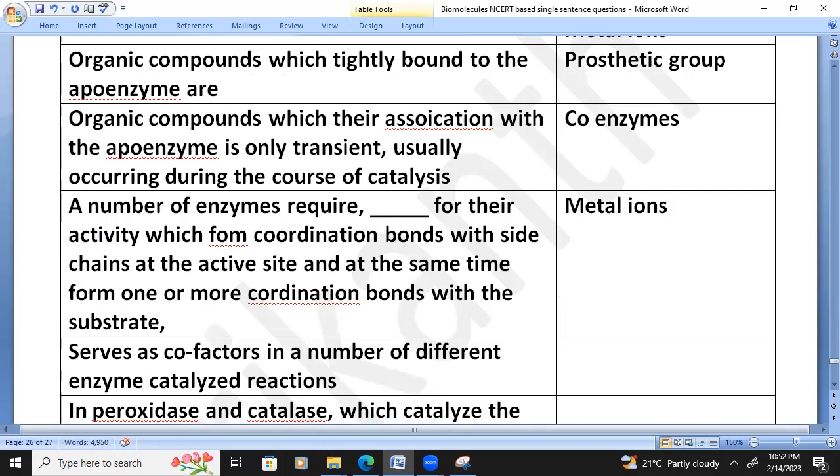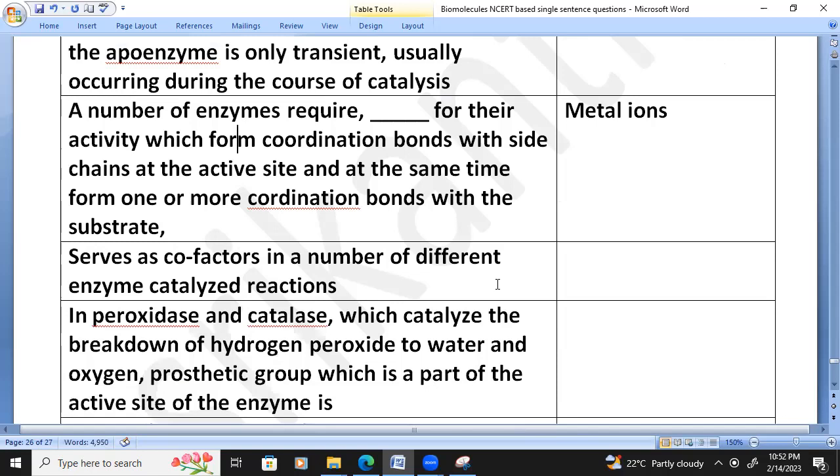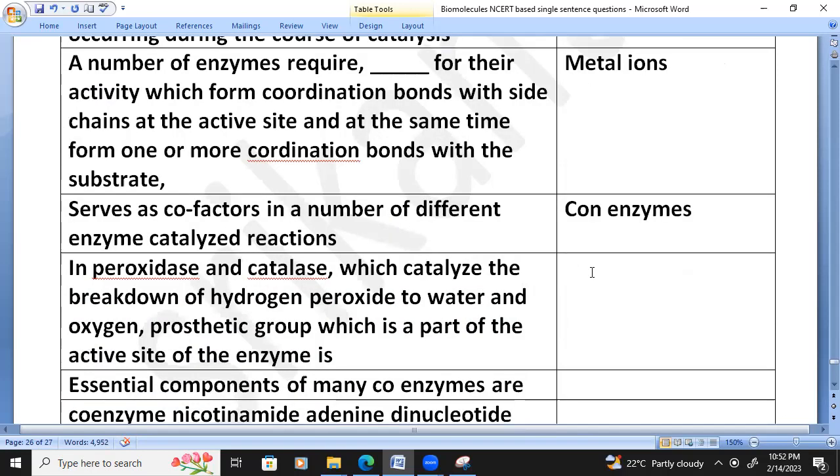A number of enzymes require metal ions for their activity, which form coordination bonds with side chains at the active site and at the same time form one or more coordination bonds with the substrate. Metal ions serve as cofactors in a number of different enzymes, such as peroxidase and catalase, which catalyze the breakdown of hydrogen peroxide to water and oxygen.